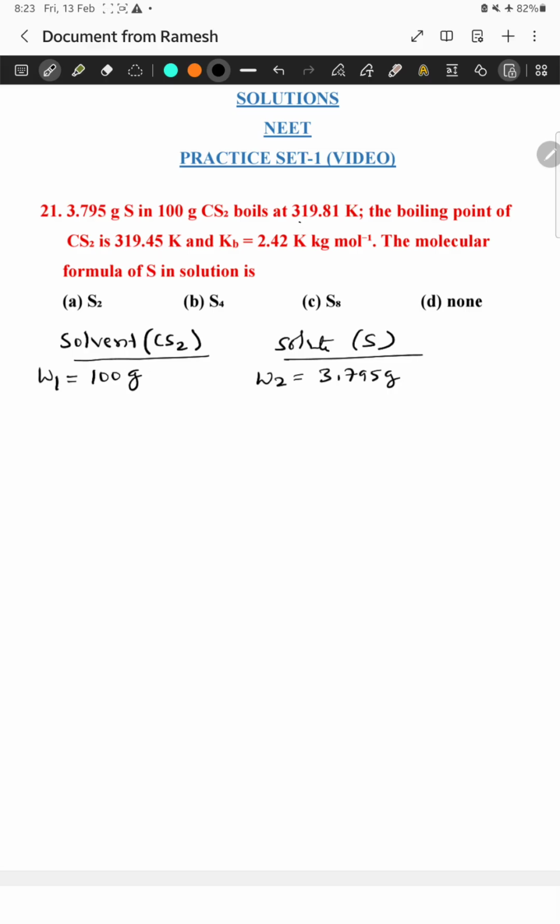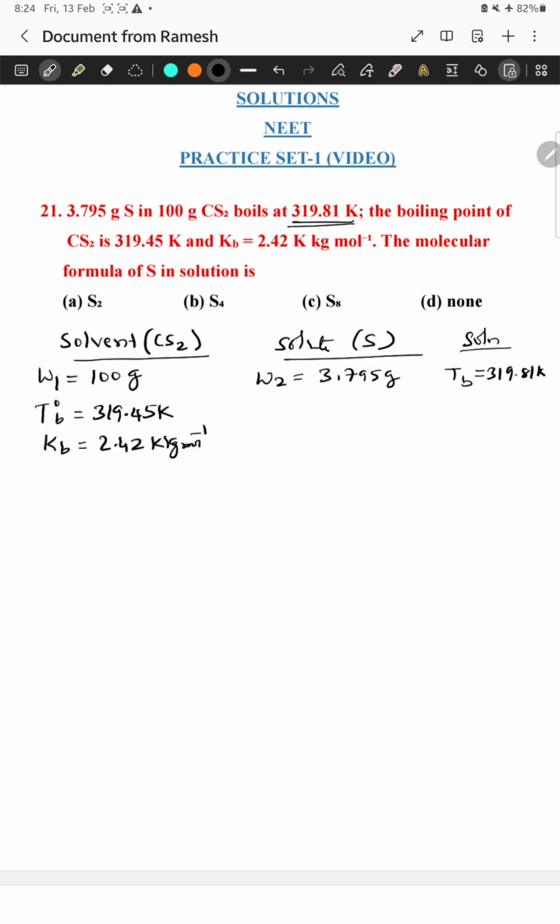What is given? The boiling point of the solution. When sulfur is dissolved in CS2, it boils at, that means boiling point of solution, symbol TB, which is 319.81 Kelvin. Then the boiling point of CS2, that means the boiling point of the solvent, is represented by the symbol T0B, which is 319.45 Kelvin. Then the Kb value for the solvent is 2.42 Kelvin kg per mole.